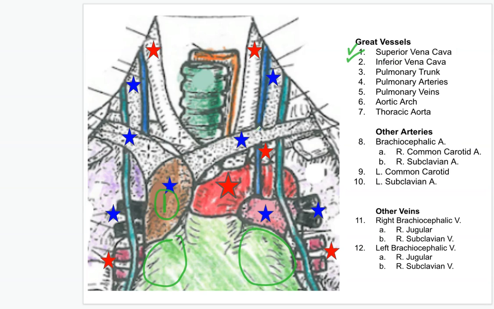Next, the pulmonary trunk, which is going to be really small. Right here's the pulmonary trunk. Remember, the pulmonary trunk is what it looks like, and it's deceiving because it looks like this pulmonary trunk is leaving this atria here.